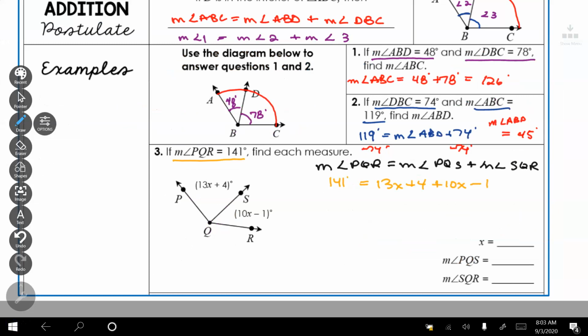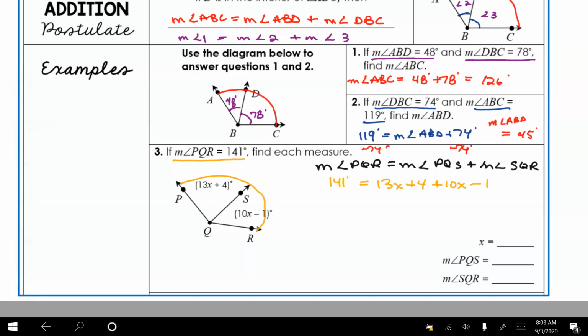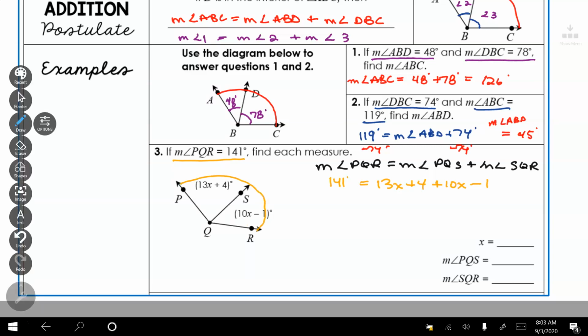Okay, for this next problem, I know the big giant angle is 141 degrees. From here to here is 141 degrees. And I have the two angles inside of it are 13x plus 4 and 10x minus 1. I set up my equation. I do my simple algebra of combining like terms. I subtract over the 3. And when I solve for x, I get x is equal to 6.